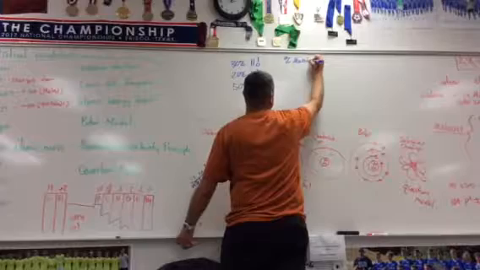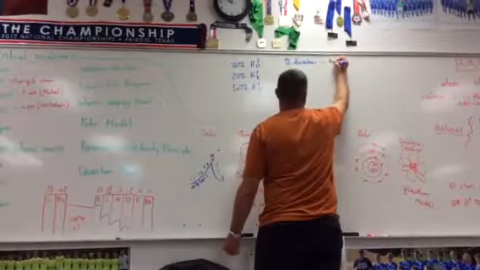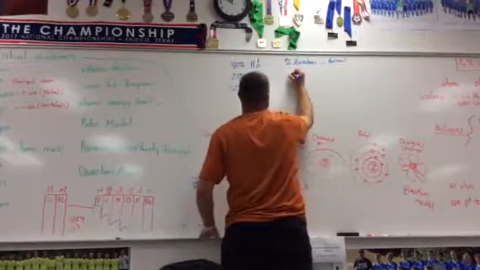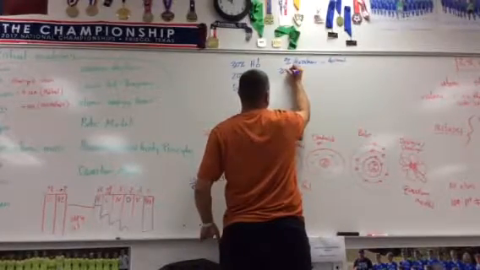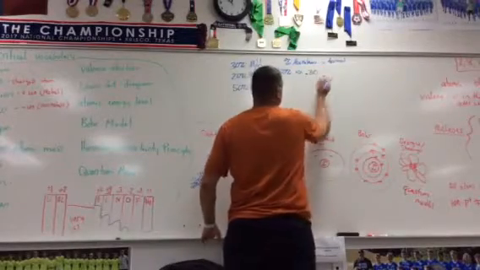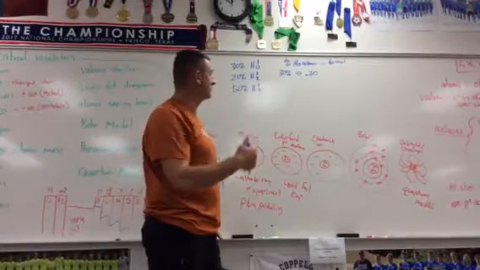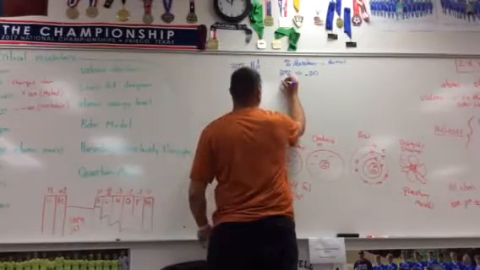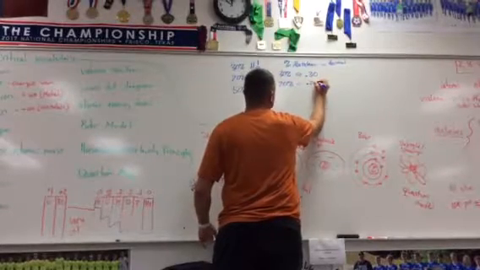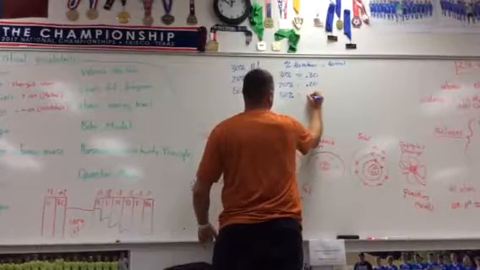Percent abundance, and you change it to a decimal. How do I do that? You move the percent over 2 spaces, right? So for the first one, 30% becomes 0.30. That's how I do that. You change the percent to a decimal, you just move it over 2 spots. 20% is going to be changed to 0.20, and 50% is going to be changed to 0.50.